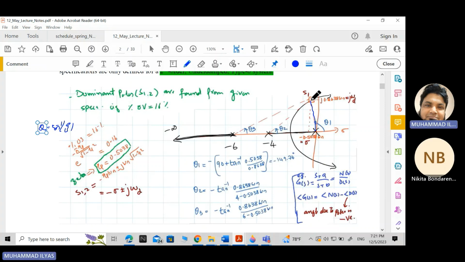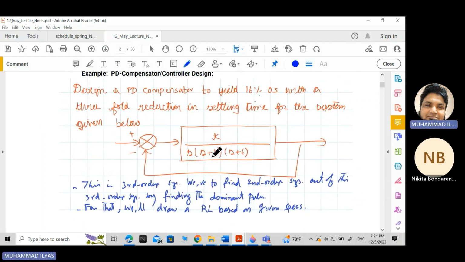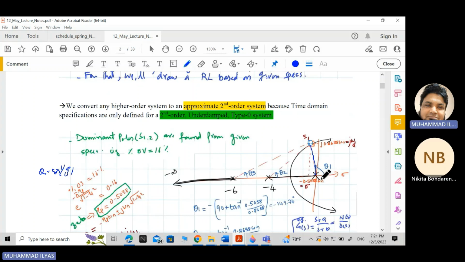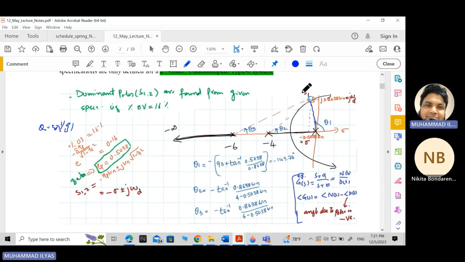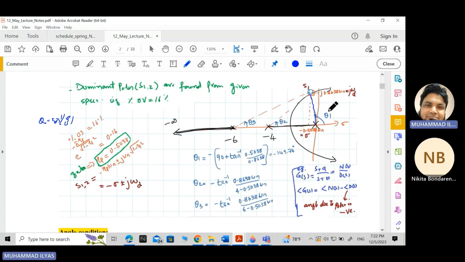Once we find the dominant poles of the given system, first we calculate the angles to these poles. The given poles and zero are on the real axis: 0, -4, -6. From that we calculate the angles, first theta1, theta2, theta3. Theta1 we can calculate using this triangle.